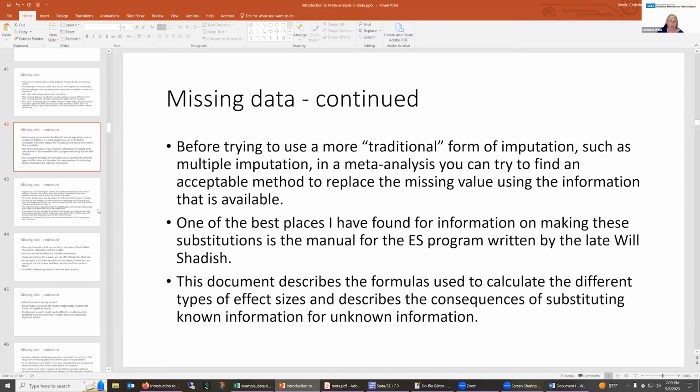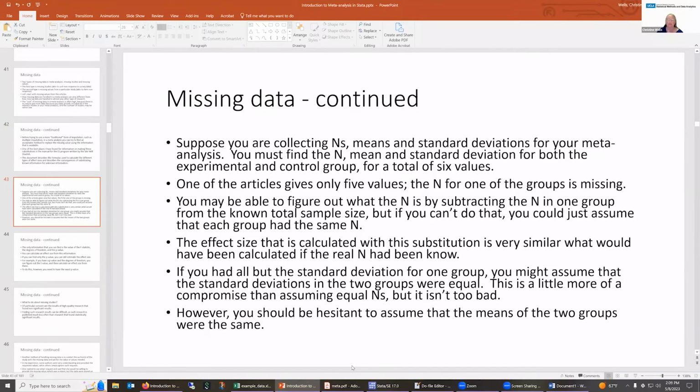So let's talk about a little bit of this here. Let's assume that we've got our continuous data situation. We're collecting n's, means, and standard deviations. You find the n, mean, and standard deviation for both the experimental and the control group, and if you're lucky, you've got a total of 6 values. However, one of the articles only gives you 5 values, and the n for one of the groups is missing.